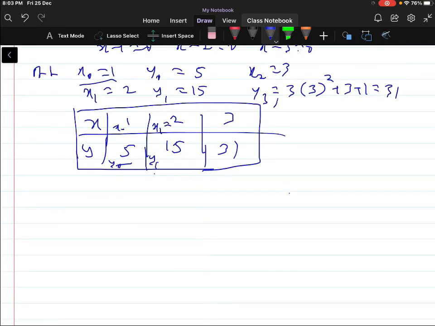So let us consider x0 is 1, corresponding y0 is 5, x1 is 2, corresponding y1 is 15, and x2 is equal to 3, and corresponding y2 is equal to 31.